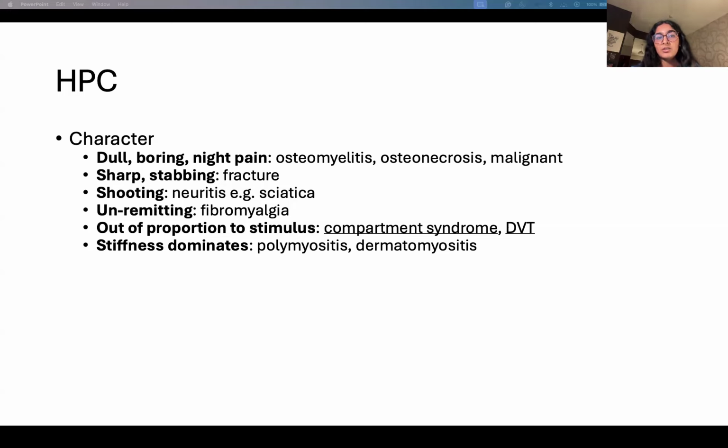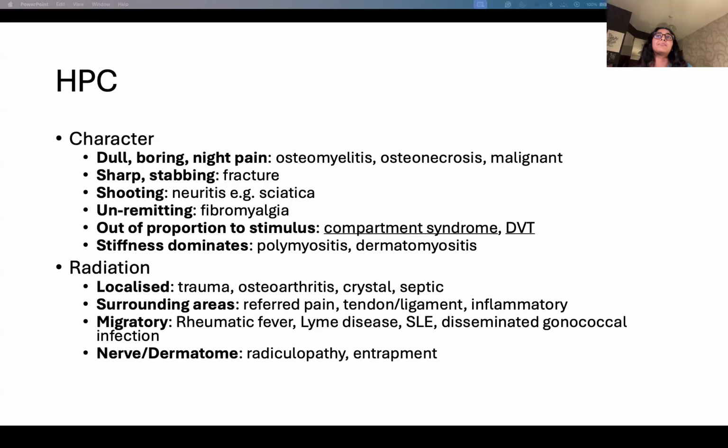It's out of proportion to the stimulus, might suggest compartment syndrome. And don't forget DVTs as well. They might just say leg pain, so that's pretty broad, and it could involve DVT as well. And if they're saying they feel stiffness rather than pain, that again points to potentially something inflammatory. So some of these, someone mentioned it before, polymyositis, dermatomyositis. Next, we can talk about radiation. So we already talked about it a bit, but inflammatory pain, you've got more local.